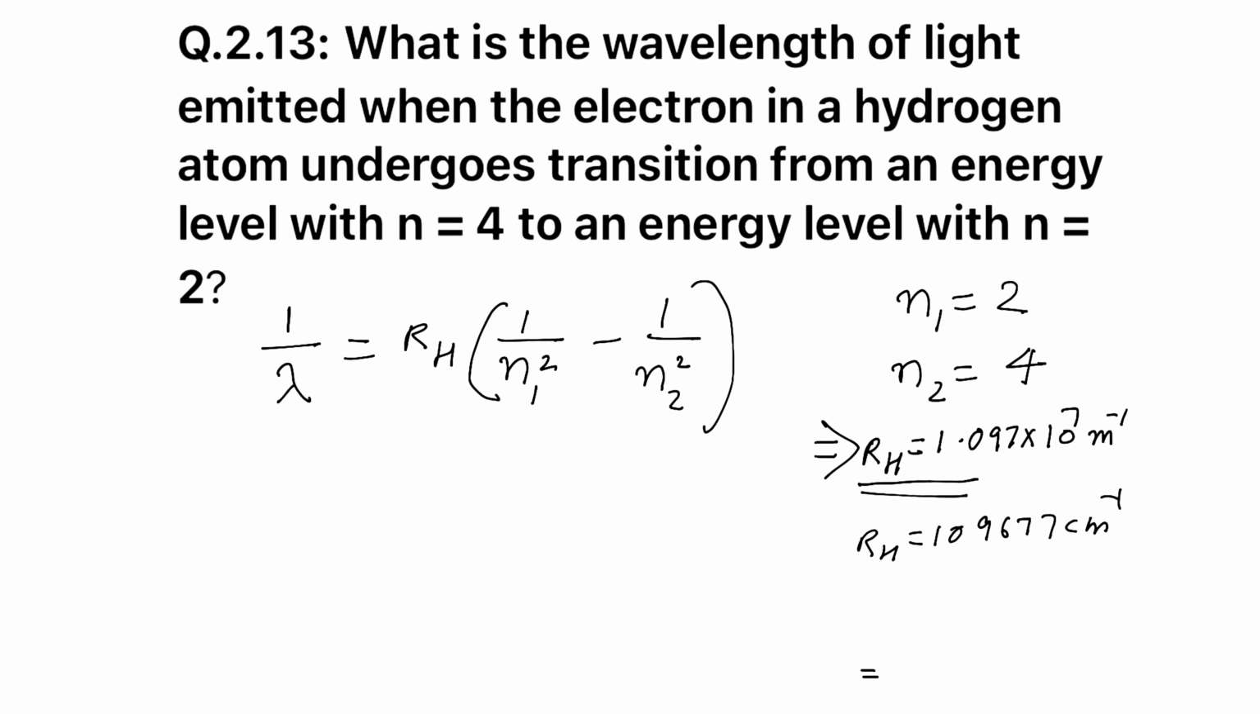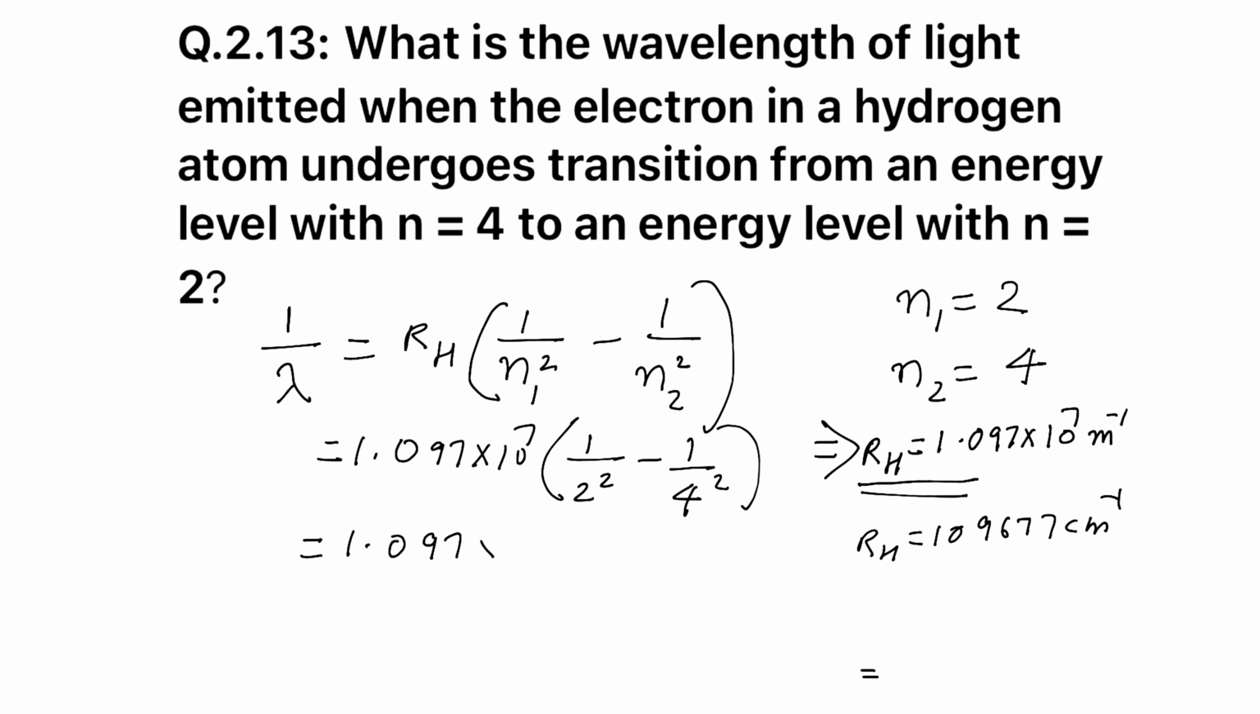Let us substitute. RH is 1.097 into 10 raised to 7, times 1 by 2 square minus 1 by 4 square. On calculating, you will get 1.097 into 10 raised to 7 into 3 by 16. On calculating, you will get about 2.06 into 10 raised to 6 meter inverse.